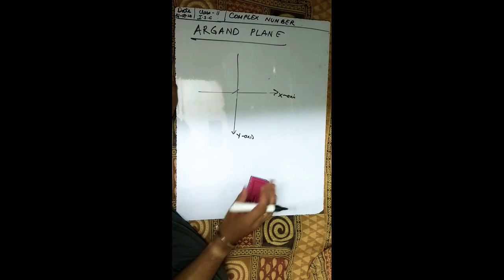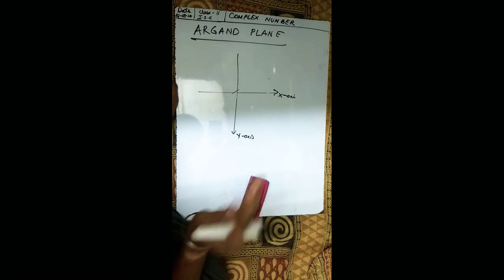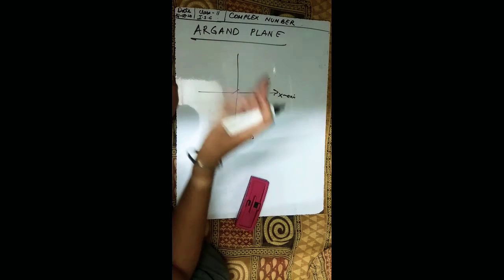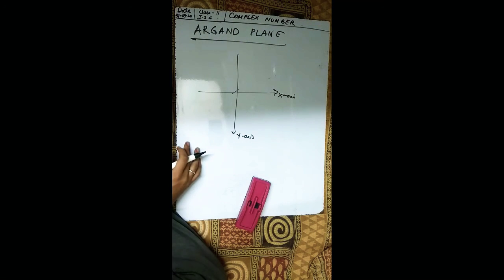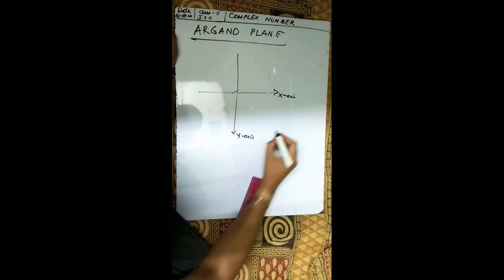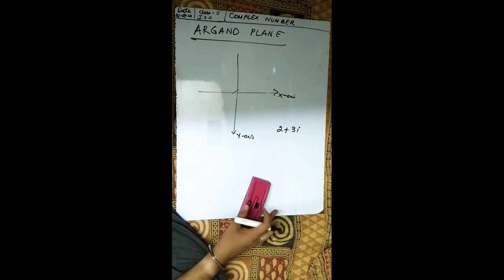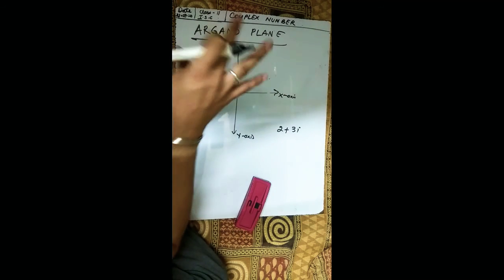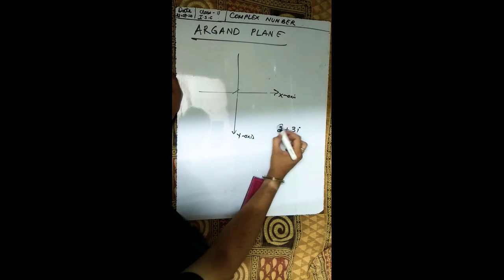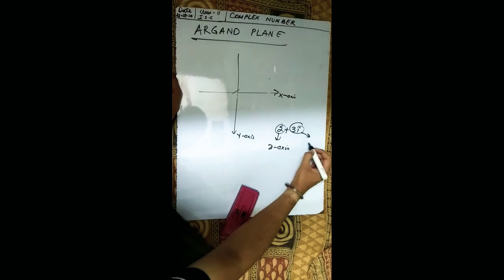So what is that geometry? The coordinate plane that represents complex numbers is called the complex plane or Argand plane. That means this also has some geometry. If I want to denote a point 2 plus 3i, this is also called a point. I can denote this 2 plus 3i in this particular plane. How? See, the first term represents the x-axis and the second term represents the y-axis.